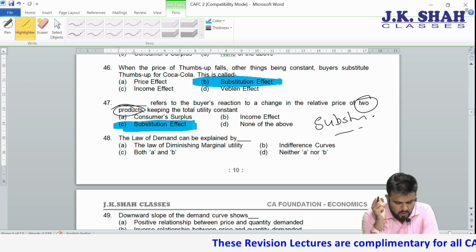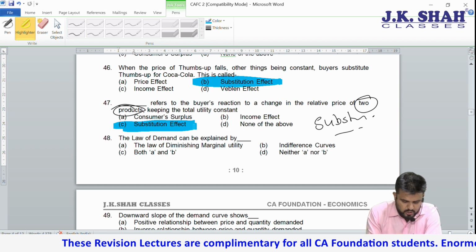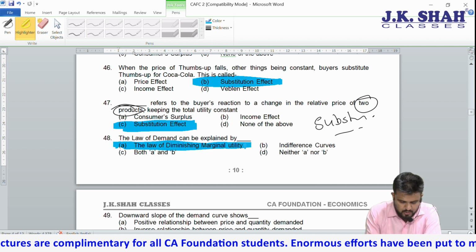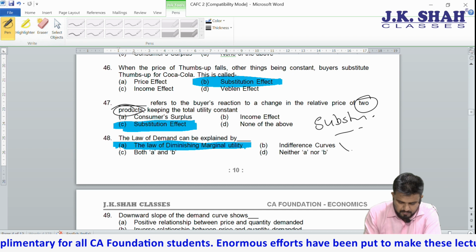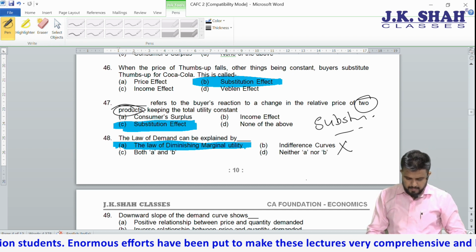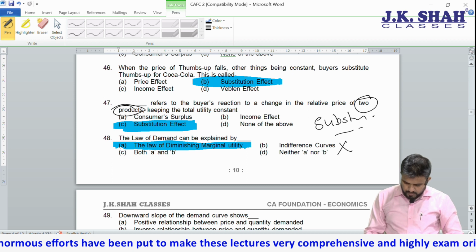48. The law of demand can be explained by, most appropriate answer, law of DMU, law of diminishing marginal utility. Because indifference curve will not come, it is wrong. Moving to the next.